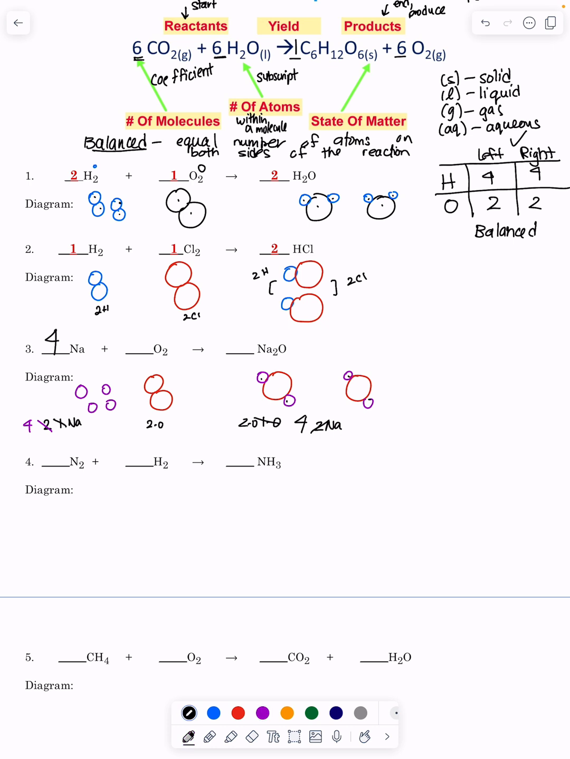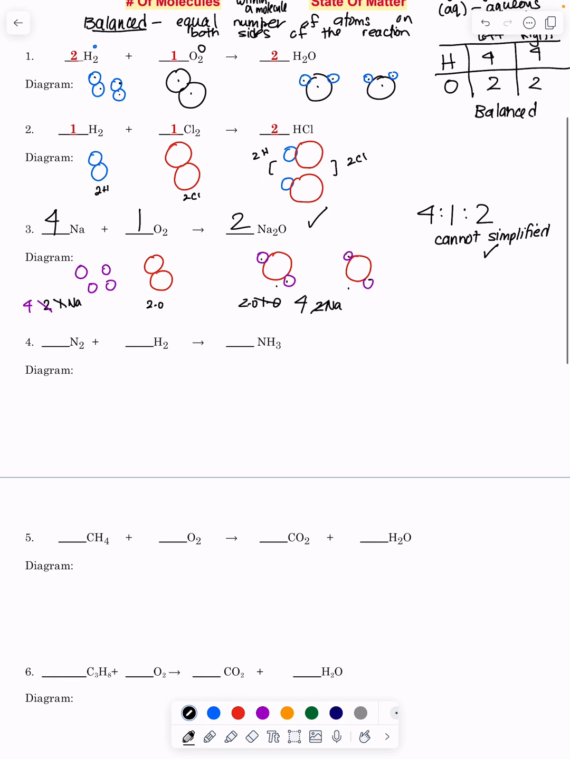I needed 4 NAs. I only have one O2, and I make 2 Na2Os. This is balanced. Also, my coefficients of 4 to 1 to 2 cannot be simplified further. Like I cannot divide by a common number. So that's how I also know that this is balanced correctly. Let's try one more, and then you could do the rest on your own.